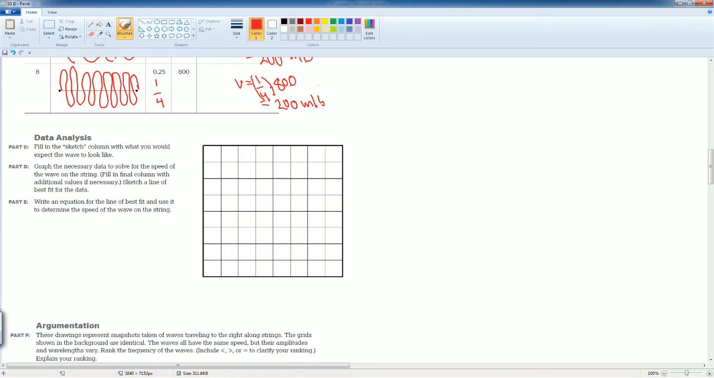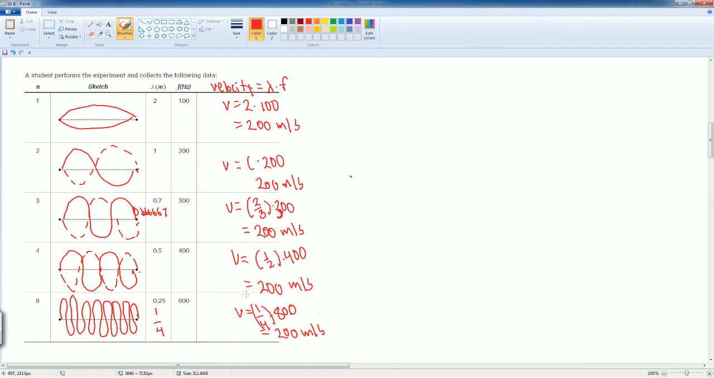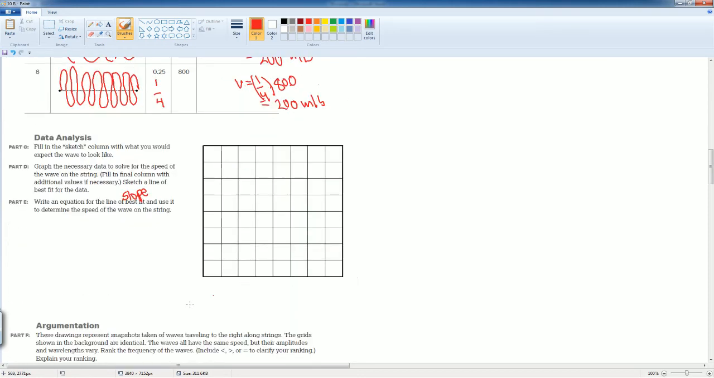Length times width. Here the way we did it is write an equation for the line of best fit using it to determine the speed of the wave. Sketch a line of best fit for your data. So the line of best fit, when they talk about this, they want the slope. The way I did it was perfectly fine, but I guess they want it differently.